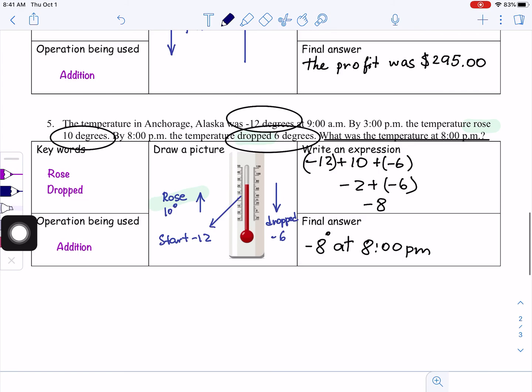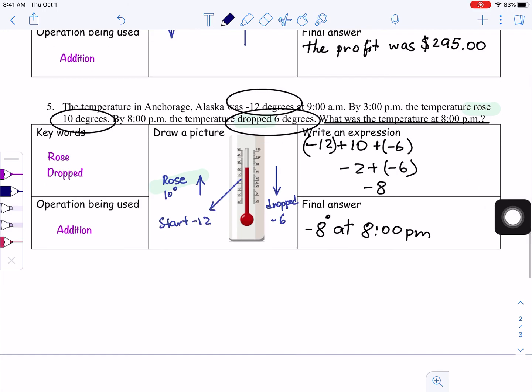On number 5, we're talking about temperature. In Anchorage, Alaska it was -12, and then it rose by 10 degrees. Remember, rose means up, and then dropped means go down. Once you add your -12 and then +10 because it rose and -6 because it dropped, you'll see that by 8 p.m. the final answer was -8.